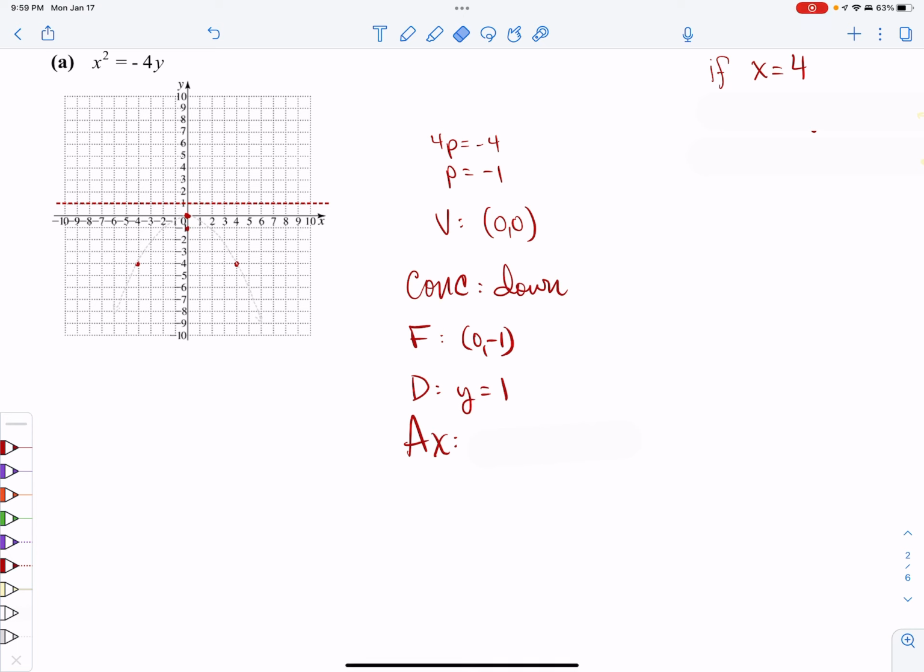My axis of symmetry, remember this is what cuts the parabola exactly in half. So this is a vertical line, and it's the vertical line through x equals 0.